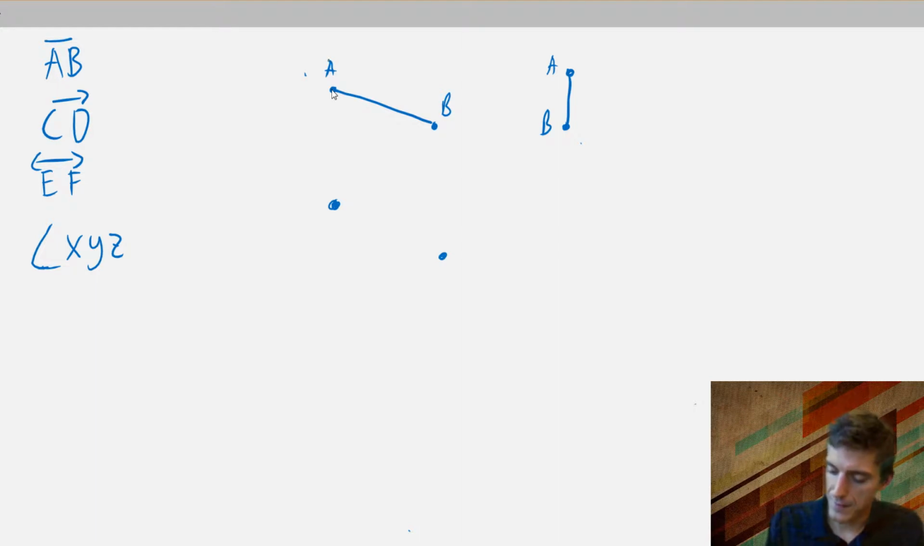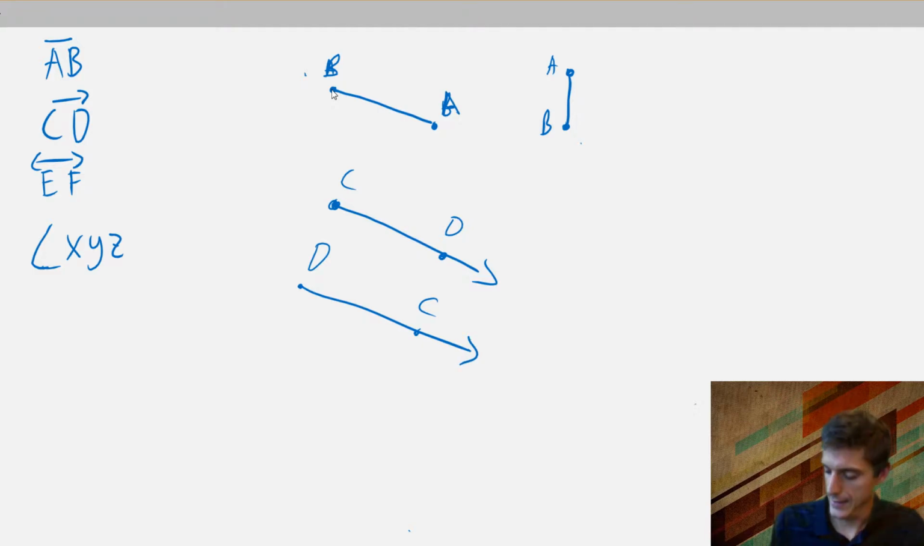I could have flipped these no problem and said that that's a B and this is an A, and I would not have been in trouble with a line segment. Problem is with a ray, I would be in trouble. There's only one way to draw this ray, like this. Ray goes in one direction. If I was to flip it like this, not good, not good. This is the ray right here.